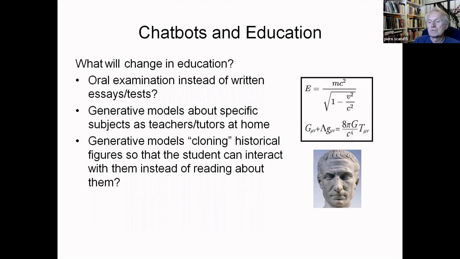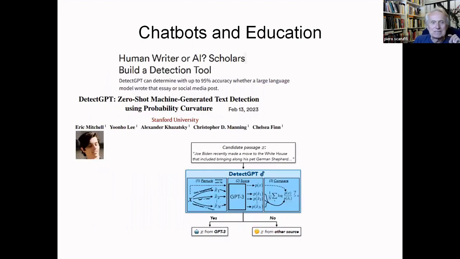Let's say you have to do a research on Julius Caesar. Well, one way to do it is you Google all the pages that talk about him and read some books and try to come up with your own summary. Or you can have a generative model that has been trained on all these books and all these pages on Caesar, and then you ask questions, and then you interact. In a sense, you are interacting with Julius Caesar.